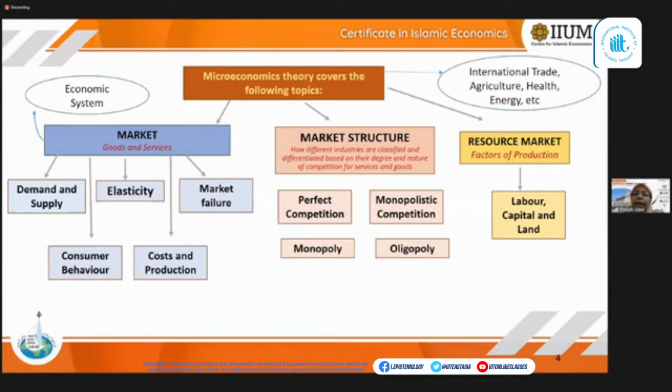And then we have resource market. Resource market is also similar to the market for goods and services. It's demand and supply for labor, demand and supply for capital and land that will decide the prices and also quantity produced in a particular market. That's on resource market, basically factors of production. And then we also have discussion on other topics that are not really covered, but are also very important in microeconomics at foundation level, related to international trade, agriculture economics, health economics, energy, and many others. Okay, so basically this is the coverage in microeconomics theory.